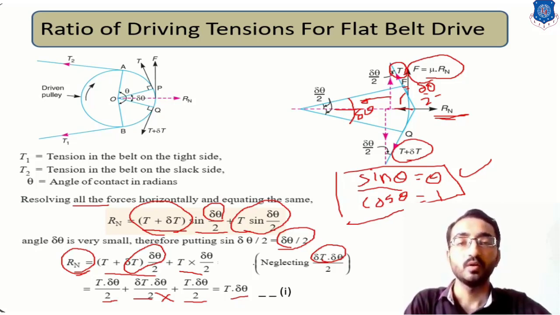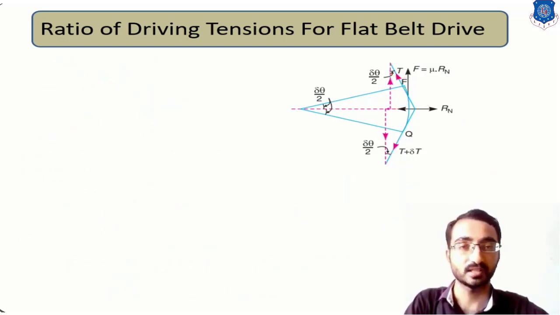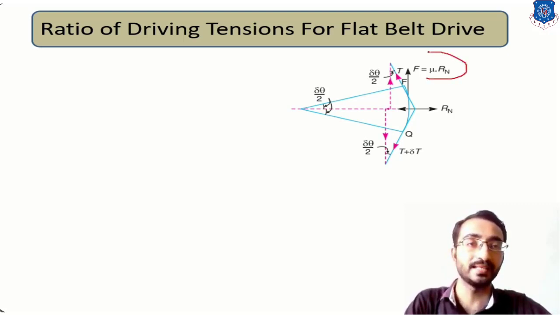Similarly, we can resolve these forces in the vertical direction also. So now let's resolve in the vertical direction. The components are mu Rn, the frictional force acting in the upward direction, and second, the belt tension component in the vertical direction. Your angle is delta theta by 2 over here, so the side adjacent to the angle is T cos theta. So over here you will get the component in terms of cos.